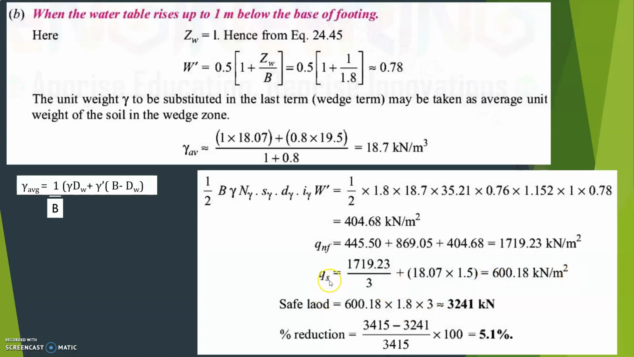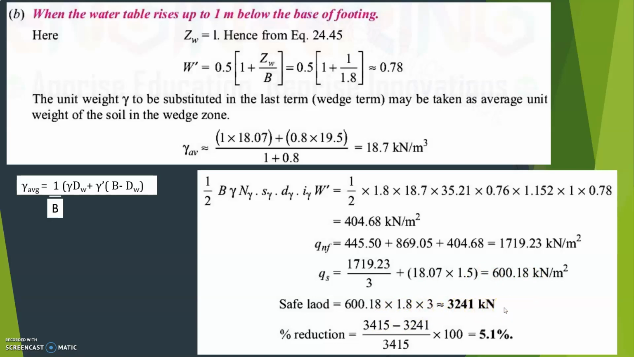Once you get safe bearing pressure, you can calculate what is safe load, right? That is nothing but multiplied by the area. So 600.18 into area, that is 1.8 into 3, equal to 3241 kilonewton.